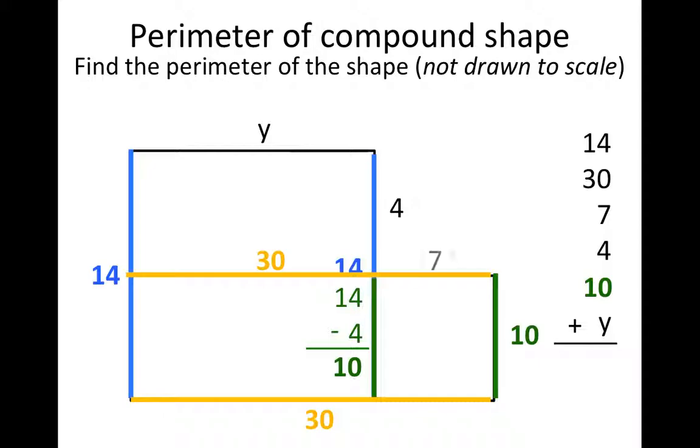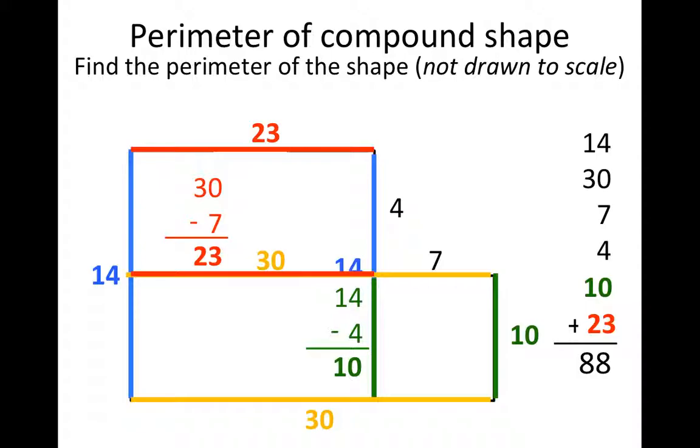And if this piece of the yellow line over here is 7, and the whole line is 30, then this red piece right here would be the difference of the two, or 30 minus 7, which would be 23. And if this piece right here is 23, then up top it is also 23. So I can substitute in 23 for y. Now I simply have to add up all the different sides of my compound shape, and when I do, I get 88. So the perimeter of this compound shape is 88.